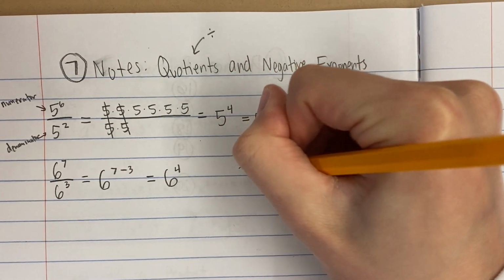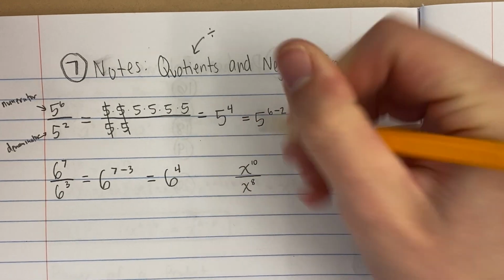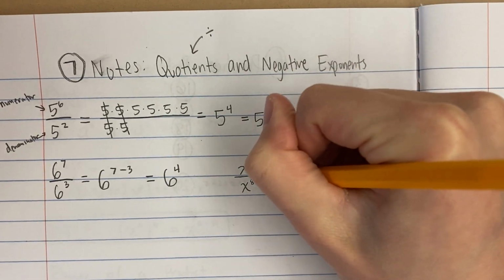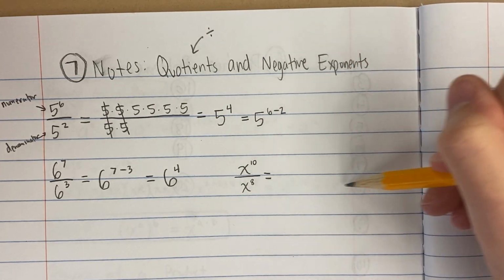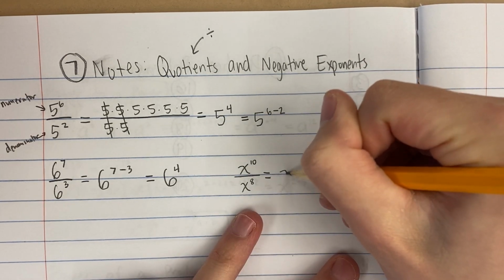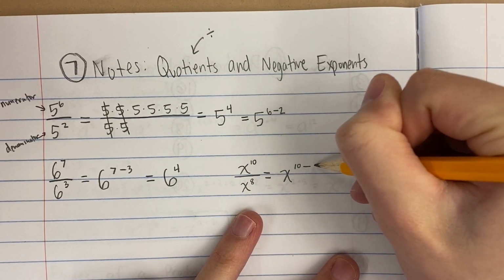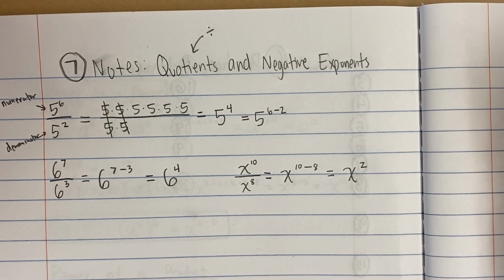Same works if it's variables. Let's say I had x to the 10th over x to the 8th. It would really suck to write out all 18 of these x's. But I can picture there's 10 x's on top and 8 on the bottom, and then I cancel out 8, and what I'm left with on the top is the 10 x's minus the 8 x's, which is x to the 2nd.